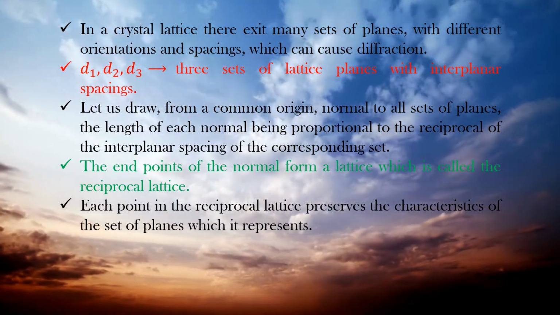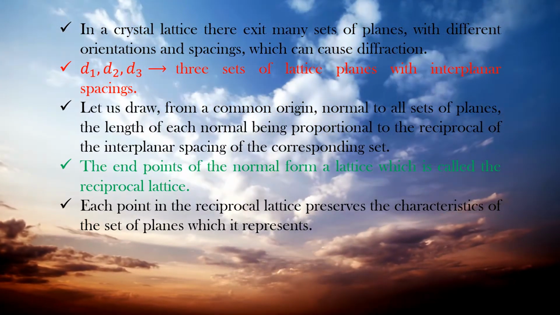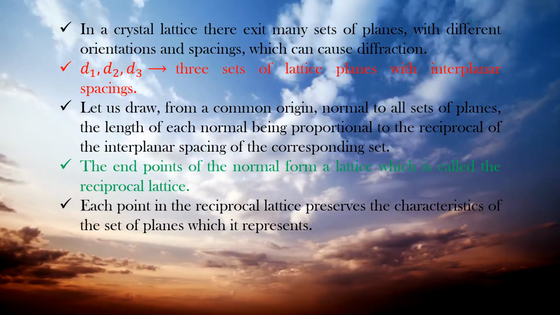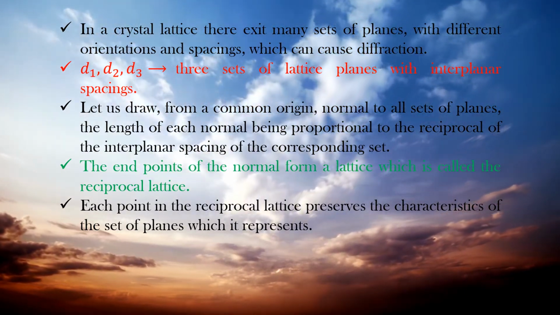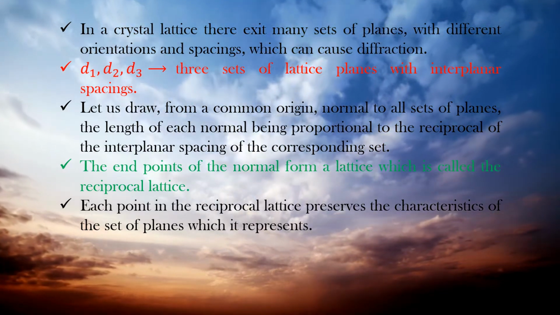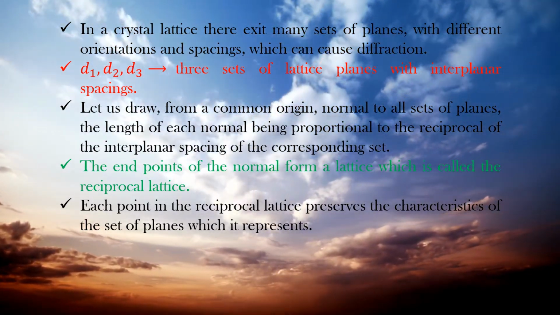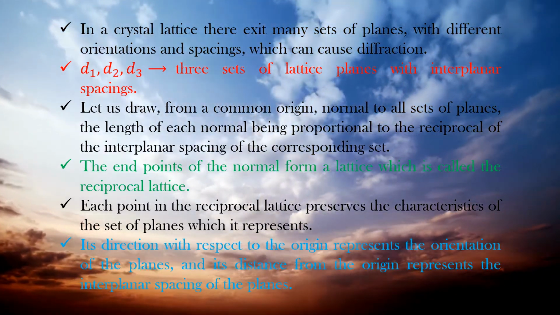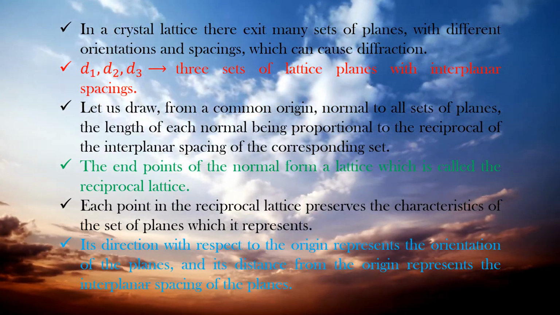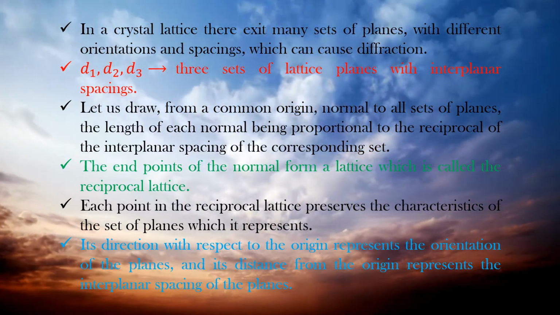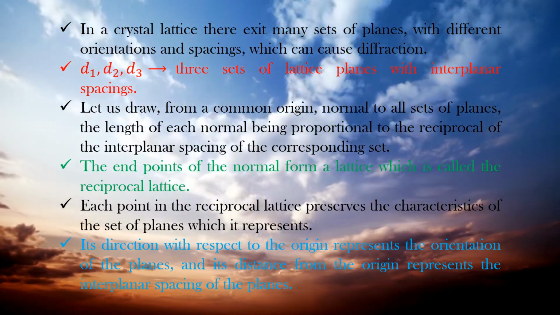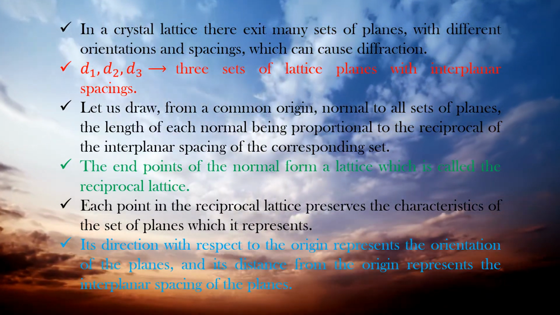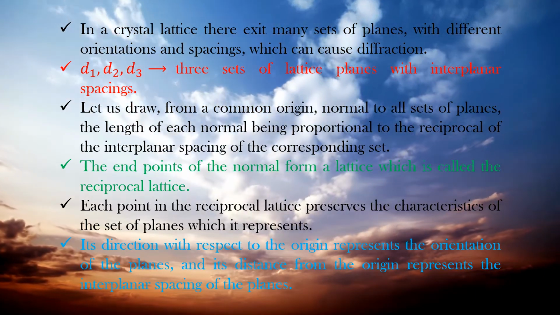so that each point in the reciprocal lattice preserves the characteristics of the set of planes which it represents. So these are the explanation about the crystal lattice diagram. So its direction with respect to the origin represents the orientation of the planes, and its distance from the origin represents the interplanar spacing of the planes.